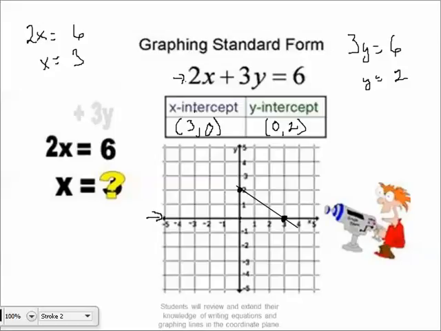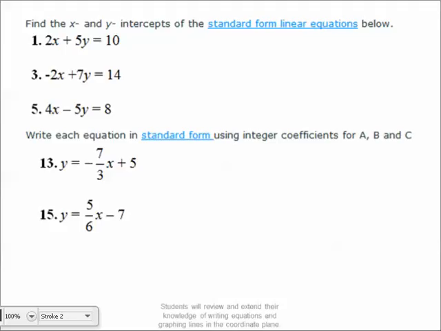Easy peasy. All you have to remember: for the x-intercept, y is equal to 0. For the y-intercept, x is equal to 0. So we're going to be dealing with that standard form, and we've got to know how to use it. So I want to give a little bit of practice here, finding the x and the y-intercepts of the standard form equation. So here's the standard form equation. If I want to find the x-intercepts and the y-intercepts, I'm going to put them in two different columns here.